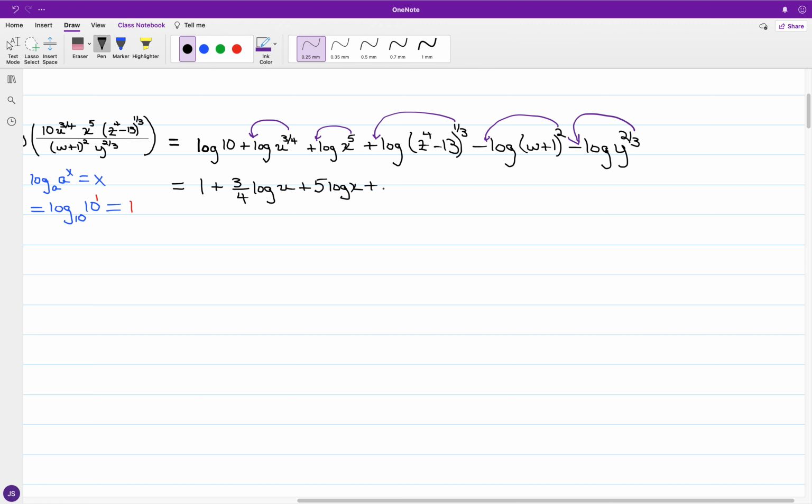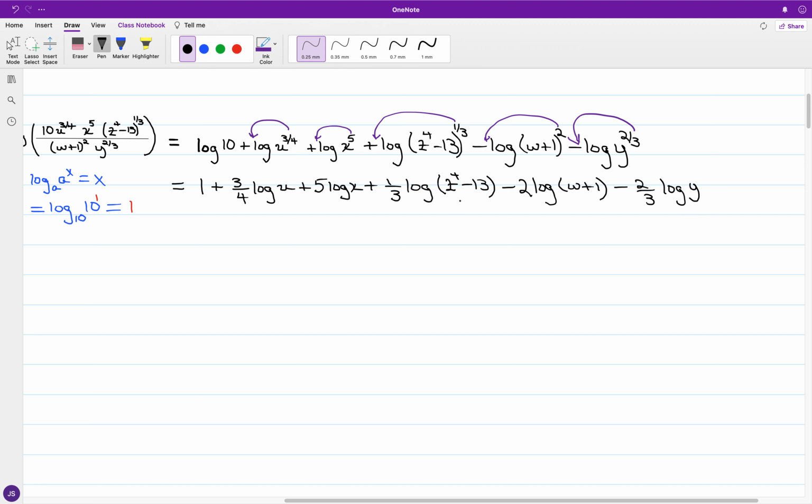and plus 1/3 of the base 10 logarithm of the quantity z to the 4th minus 13, and minus 2 times base 10 logarithm of w plus 1, and then finally minus 2/3 of the base 10 logarithm of y.